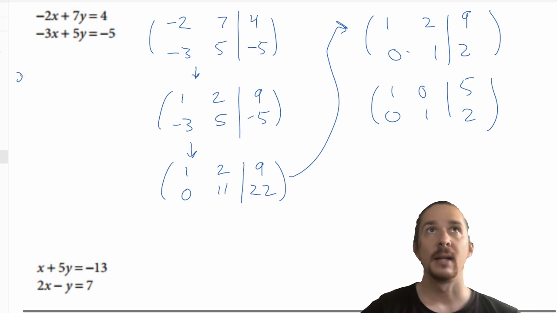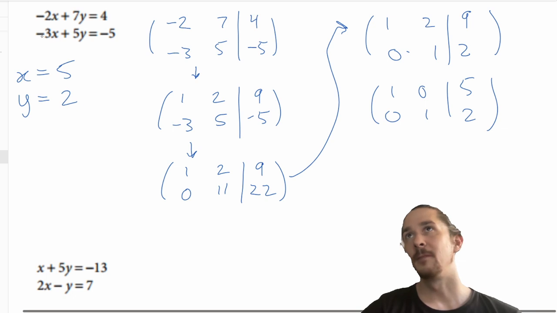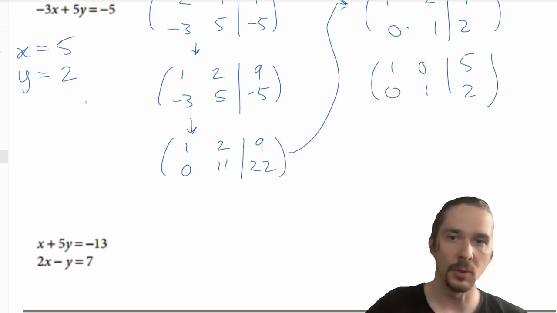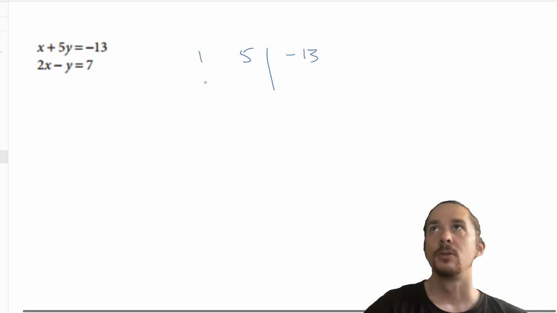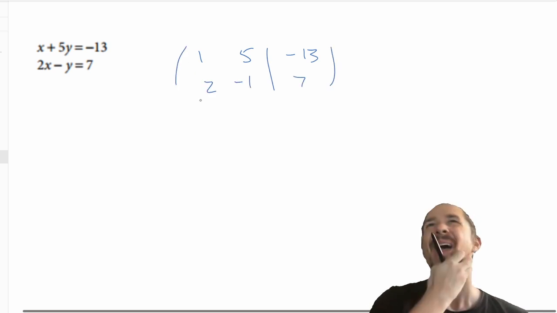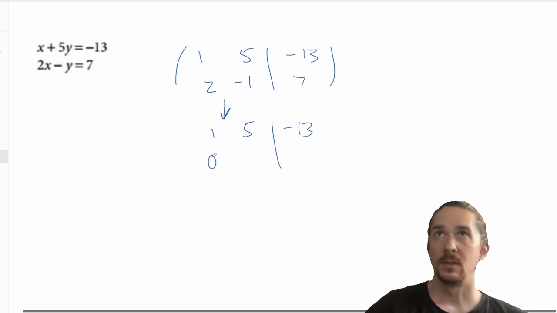So this tells me that x is equal to 5 and y is equal to 2. So that's -10 plus 14, that is 4. That's -15 plus 10 is -5. Yep, cool, it works. Last example here. 1, 5, -13, 2, -1, 7. I'm going to subtract 2 amounts of the first row from the second. 1, 5, -13, 0, -11, 33.